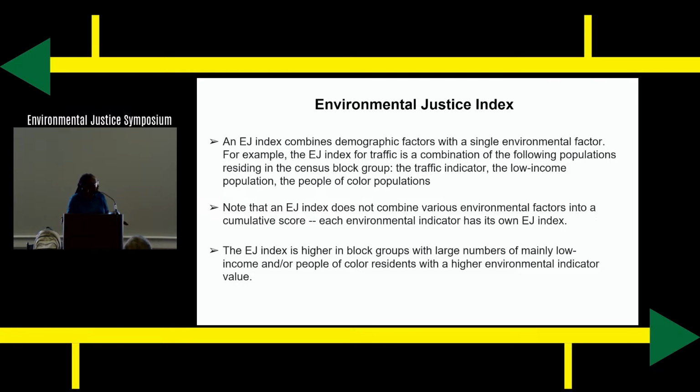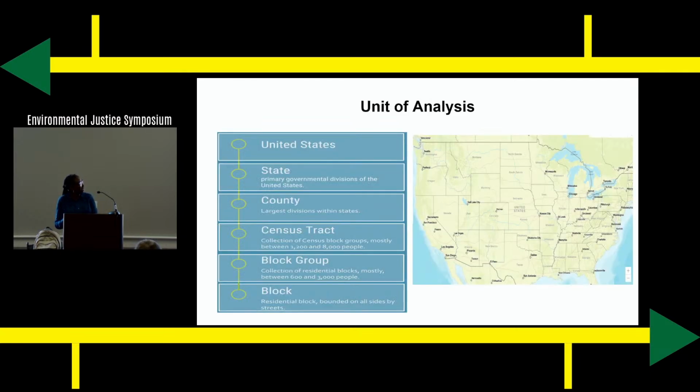So the next thing is the EJ index. Of course, we expect that it is higher in block groups with a large number of mainly low income or people of color, and also residents with higher environmental indicator values. So these are the units of analysis: block group, census tract, county, state, and US data.